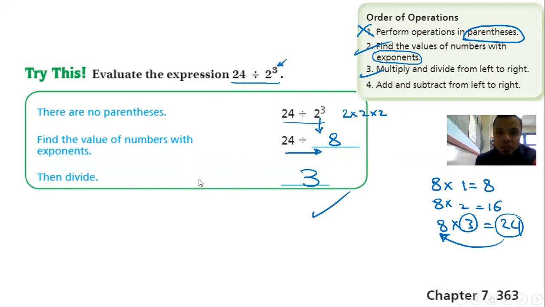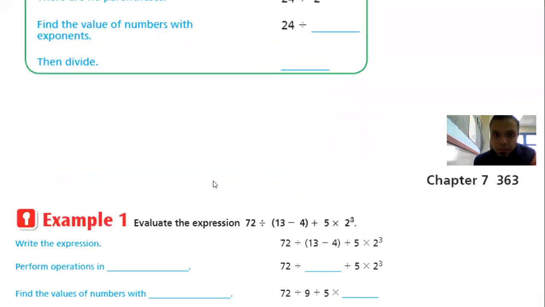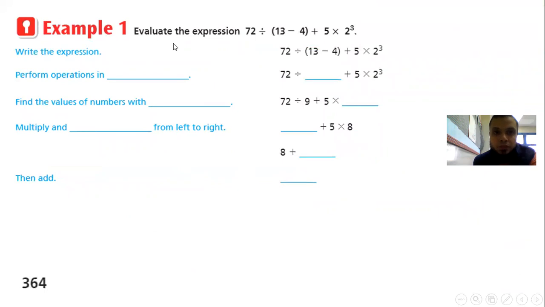Good job, my dear students, if you understand till here. Let's go to example 1. We have a long example. 27 divided by the difference between 13 and 4. The difference means subtraction between two numbers, 13 and 4. Then plus 5 multiplied by the third to the power of 2.